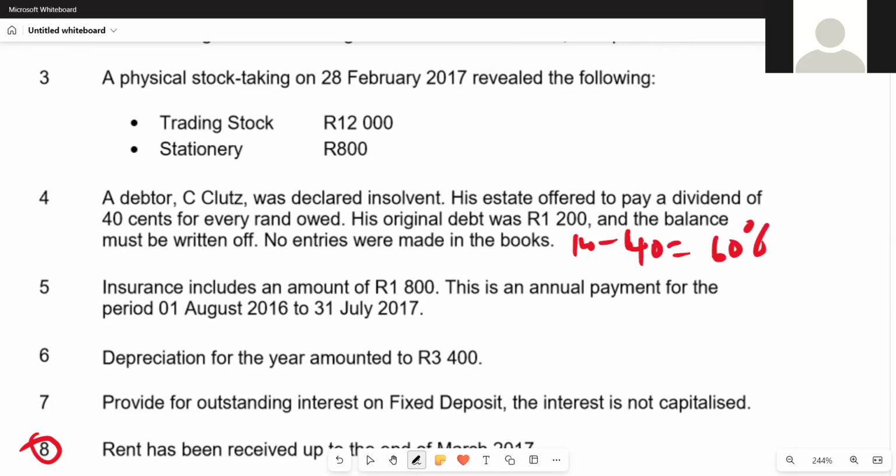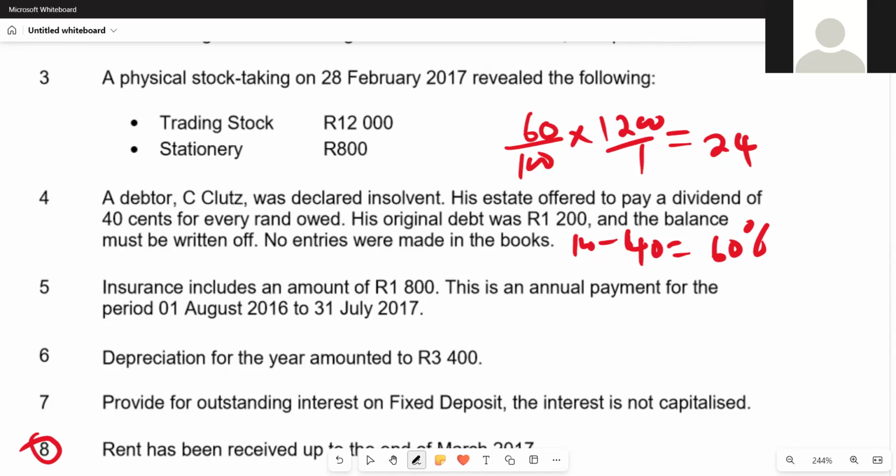So basically, if you say 60% of 1,200, we get the amount that is going to be written off. So you're going to say 60 over 100 times 1,200. And we see that the amount that we are supposed to get there is 720. So let's just calculate it: 0.6, which is 60%, multiplied by 1,200. You're going to get your 720.